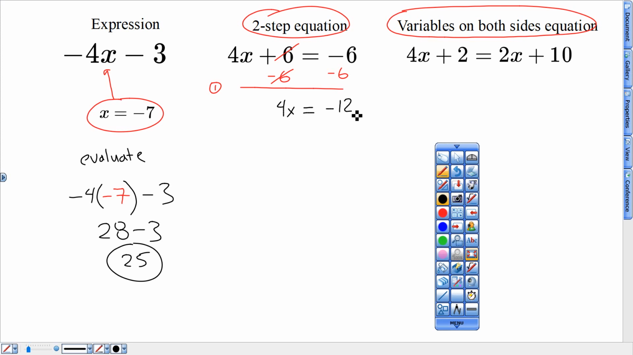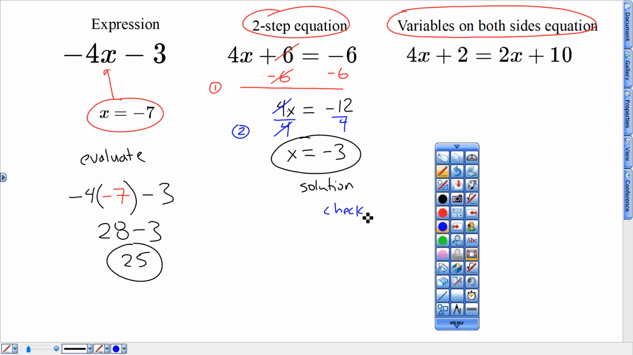Use your calculator. Second step, always on these two-steppers, is not adding, subtracting anymore. It's the opposite of dividing or timesing. So right here, I divide both sides by 4. That gives me x. Bring down your equal, and that gives me -3. That is what we call the solution to the equation. You could check it by taking that -3 and plugging it in and seeing if the math gives you -6. You could check it, but you can't check an expression.